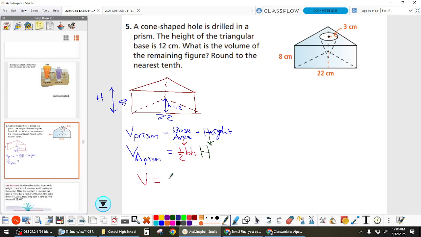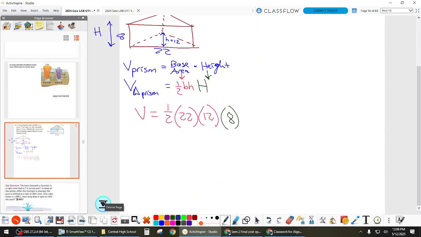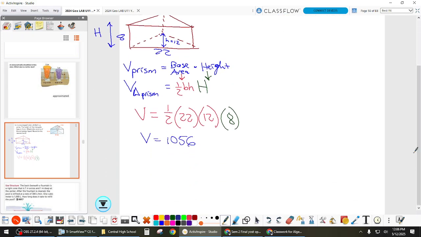Okay, so we're going to find 1/2 times 22 times 12 times big H. Let me write that in color. Okay, and then from here it's just calculator. So what did you get when you multiplied all that stuff together? And did it give us units in this? Centimeters. Centimeters what? Cubed, yeah, good job.